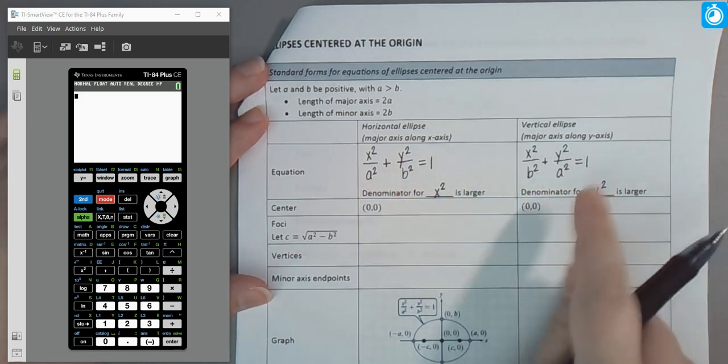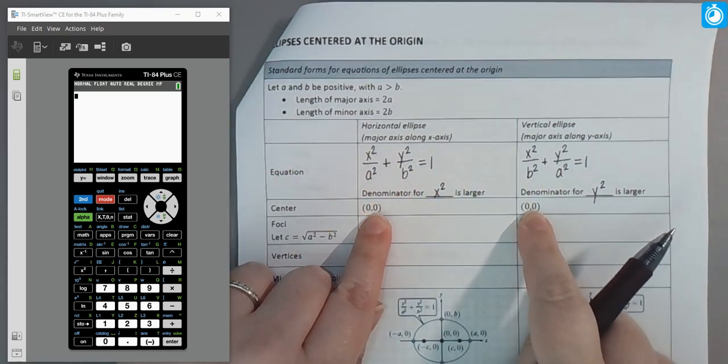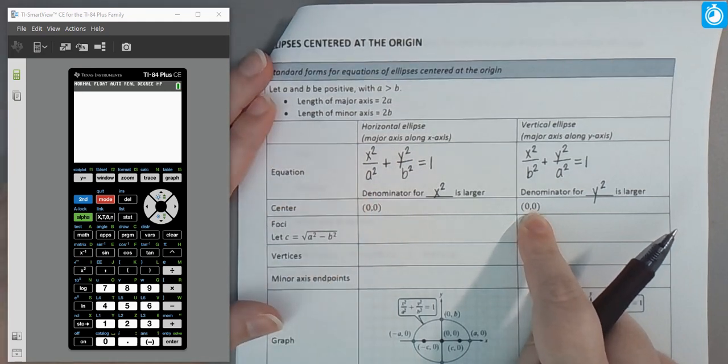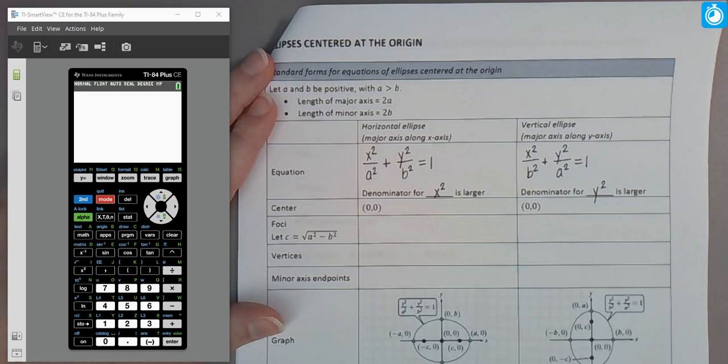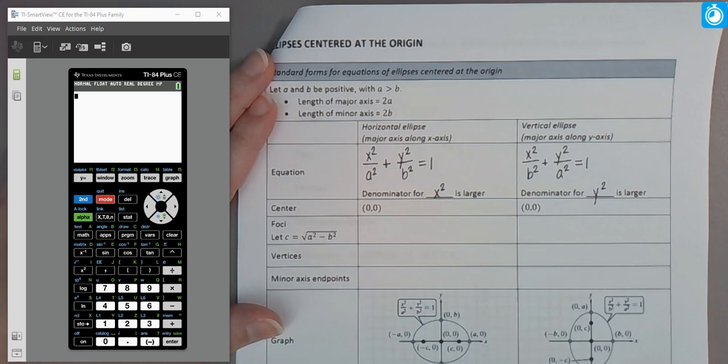Now in both of these cases, the center for our graph is going to be at the point 0, 0. It's going to be at the origin. And we'll talk about what happens when that moves after we do a couple examples of one centered at the origin. So we also need to determine all of those other key values, those other key points that are located on our graph. They're going to help us get a more accurate graph.